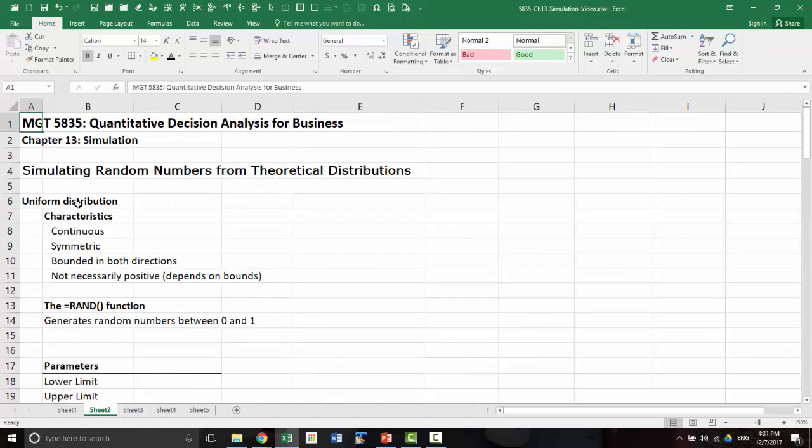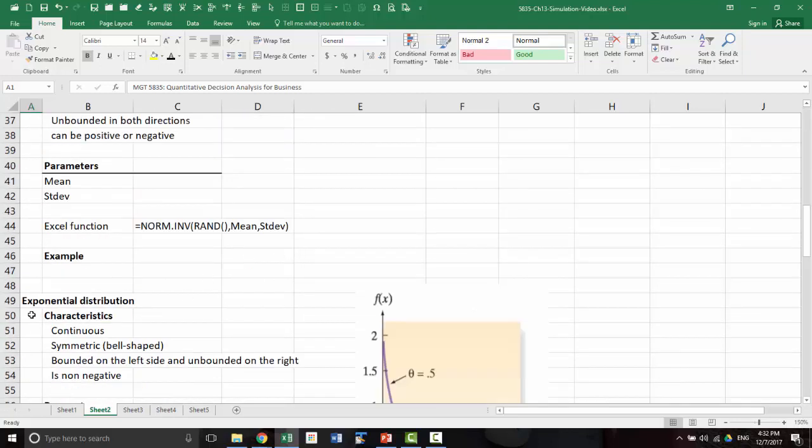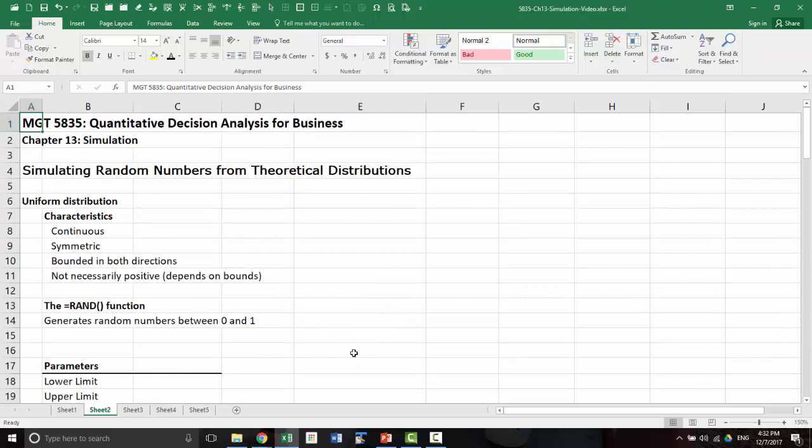So what if we want random numbers to be simulated from a variety of distributions? So you have uniform distribution, normal distribution, exponential distribution. How do you generate numbers from those distributions?